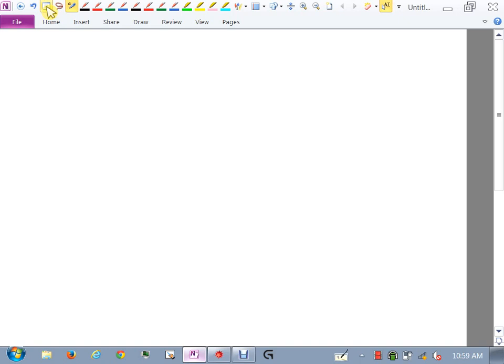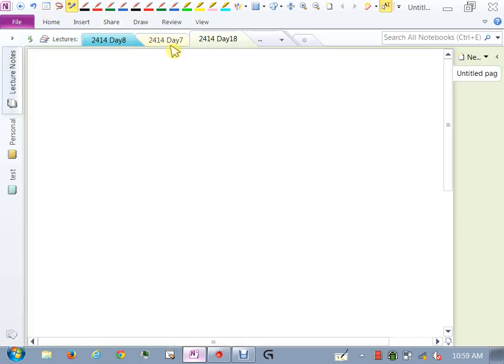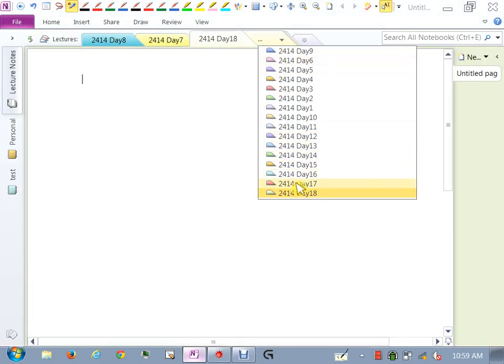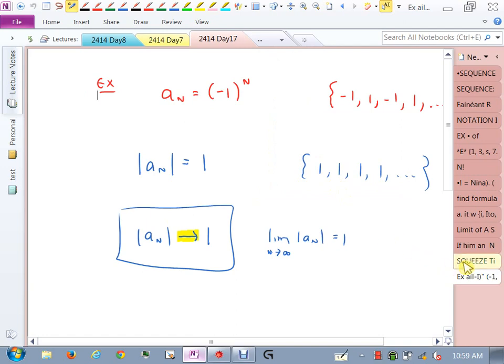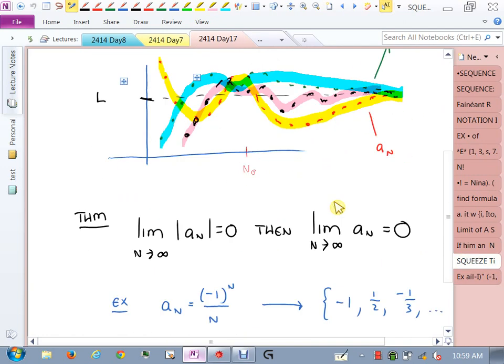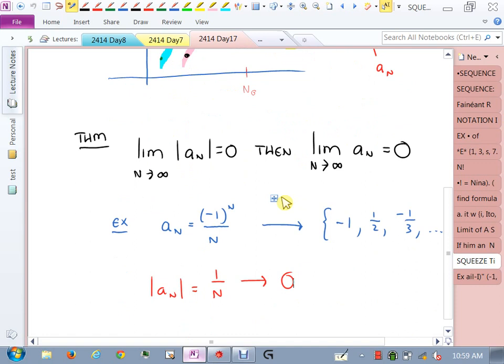All right, so we left off talking about sequences, right? And the last thing that we discussed was the Squeeze Theorem. And then right after the Squeeze Theorem, I gave you this theorem that says if the absolute value of your sequence goes to 0, then the sequence without the absolute value must also go to 0. And I gave you an example here of that.